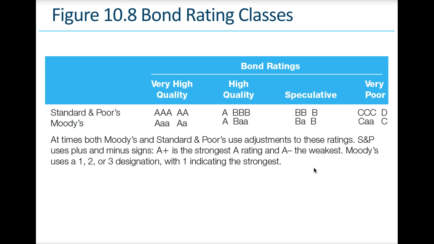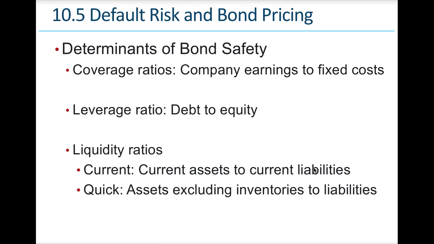In fact, they were in the Great Recession. They were giving mortgage-backed securities very high quality ratings on those bonds, but they were actually junk or very poor status when the reality of the bond's qualities came out during that recession. So how do we determine bond safety?